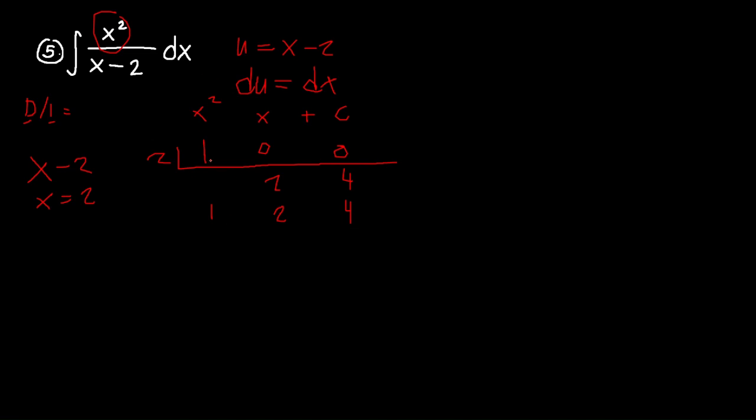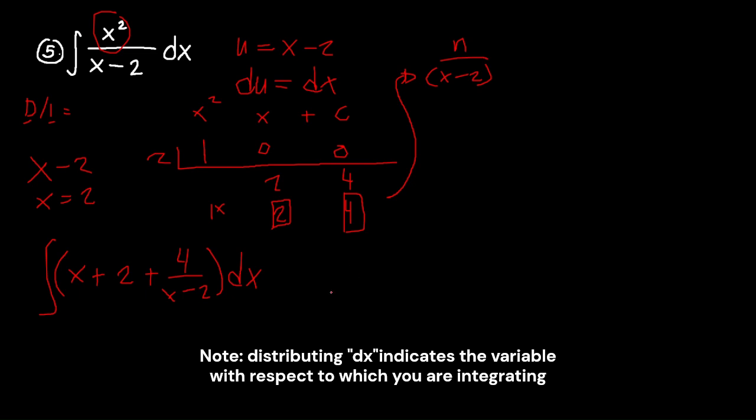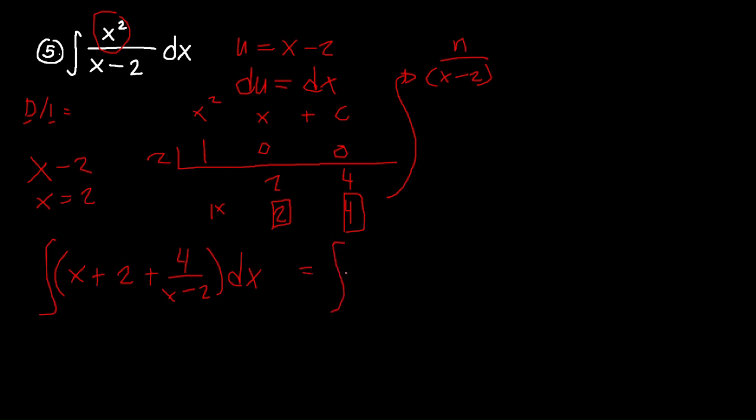Now since we are dividing, this first term is going to be our x, and this is going to be our constant. However, this one is our remainder. So when you write the quotient, you will also always write the remainder over the denominator, which is x minus 2. So we can rewrite this as x plus 2 plus 4 over x minus 2. So this is now our integrand with the dx symbol. Now we can just distribute dx and integrate it part by part. That is fairly simple because this is just addition. So the integral of x dx plus the integral of 2 dx plus the integral of 4 dx over x minus 2.